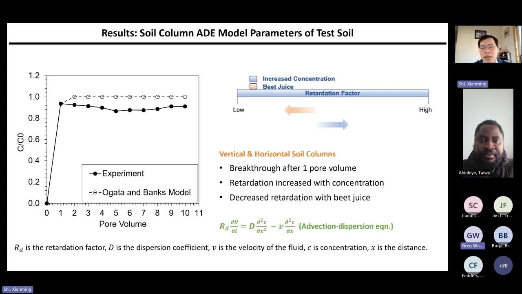In other words, the higher the retardation factor of the soil column, the more interaction with the soil. That means the de-icer is going to move slower, right? Yes, those cations are going to travel slower through the soil because they interact more with the soil particle surfaces.